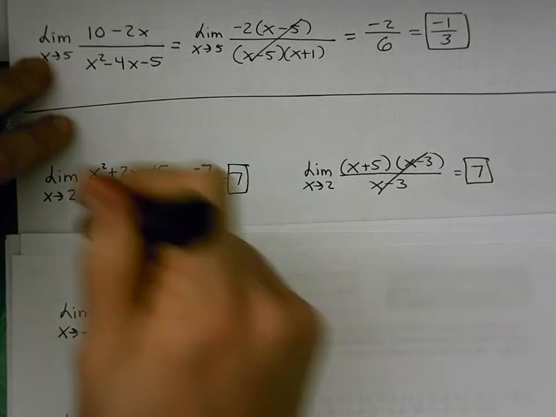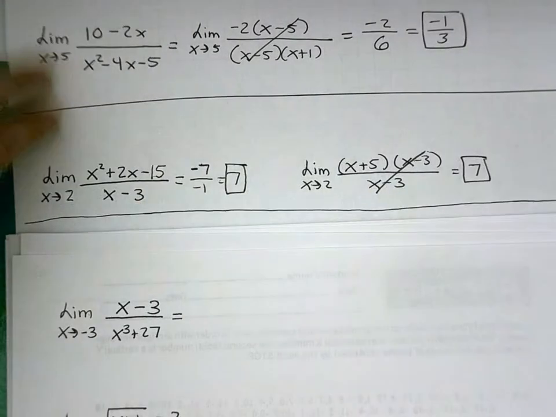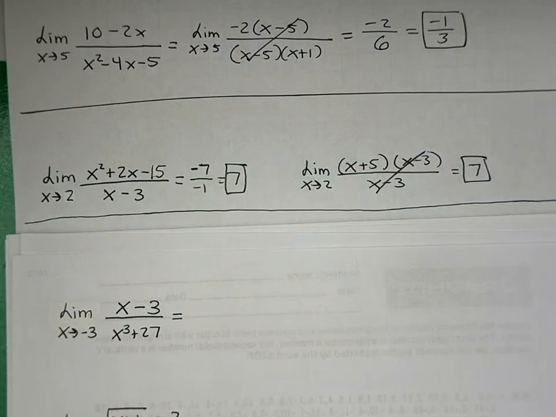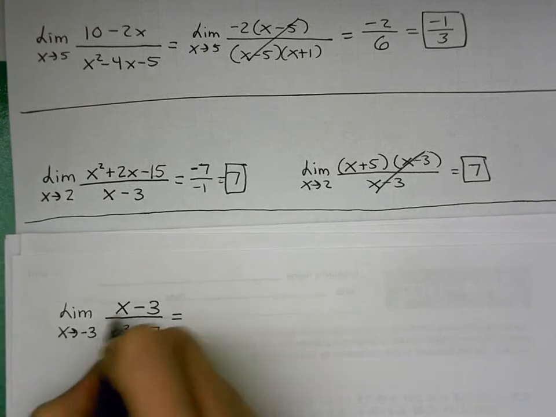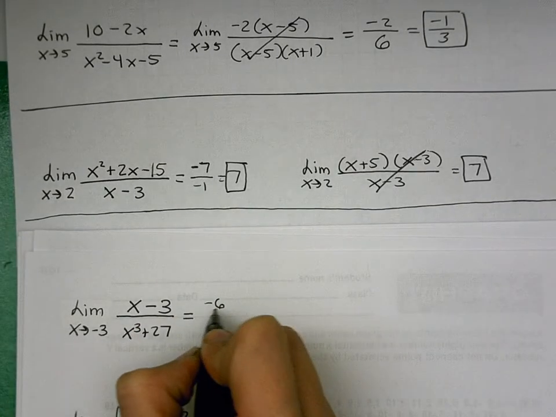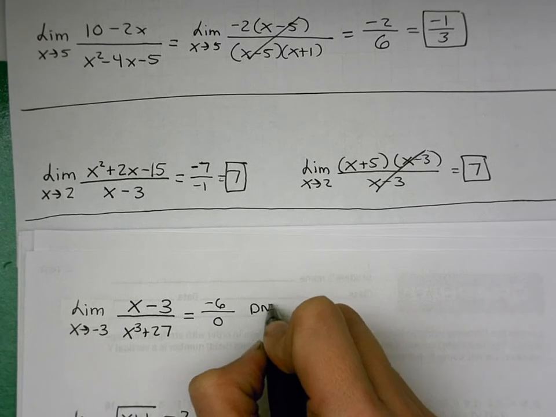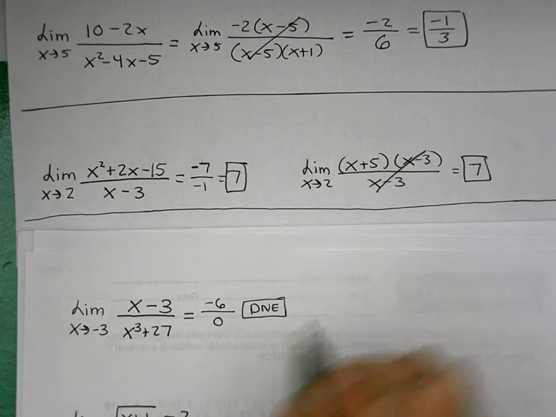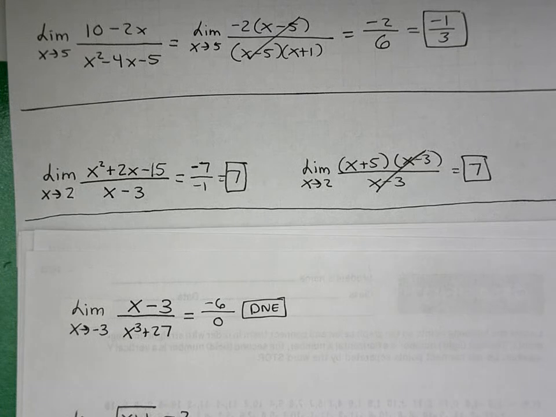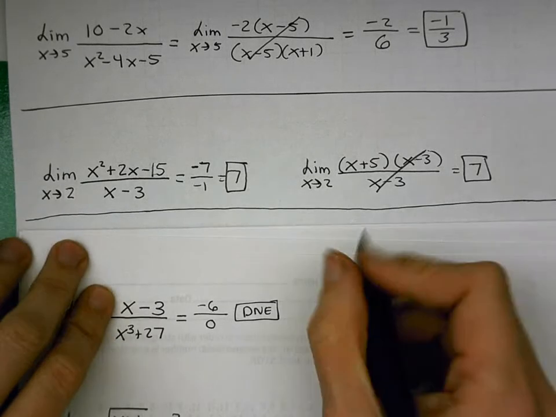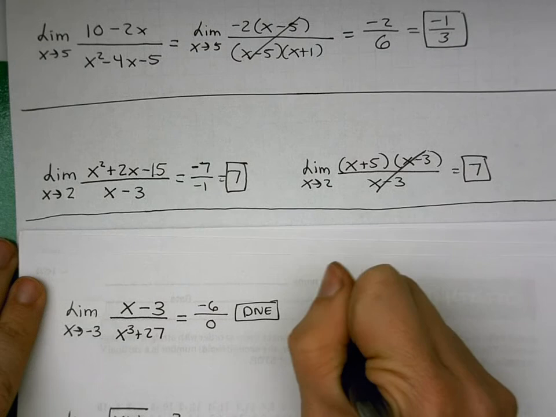Okay? Go ahead and pause the video. Give the next one a shot. Restart it when you're ready. Okay? This one also doesn't need to factor. When I plug in negative 3, I get negative 6 over 0, which does not exist. It also does factor, but you don't need to. In fact, in this case, you don't really want to.